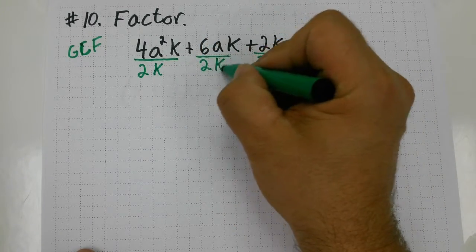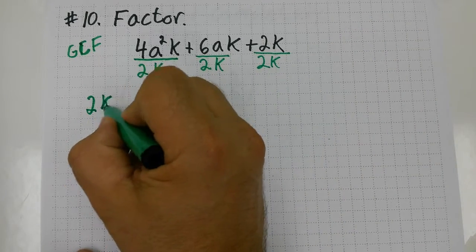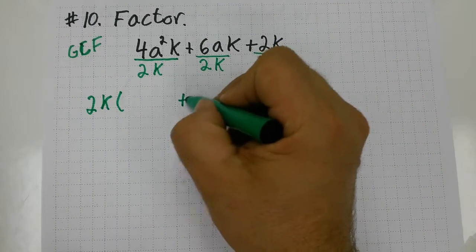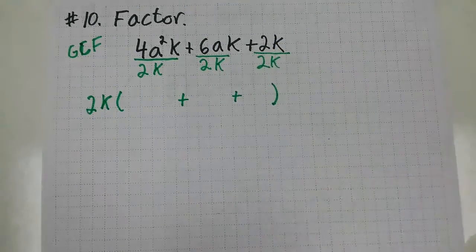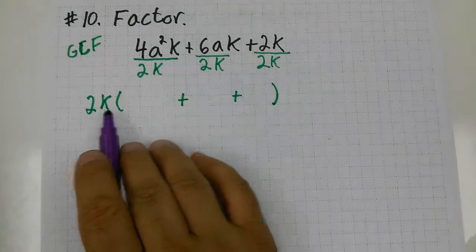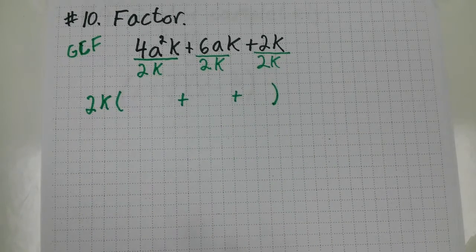So I'm going to divide each term by k. So my GCF is going to be 2k. And I like doing this. This kind of breaks it down nicely. I follow down with the plus signs. And now I'm going to try to determine what my trinomial will be after I simplify it by pulling out the GCF.